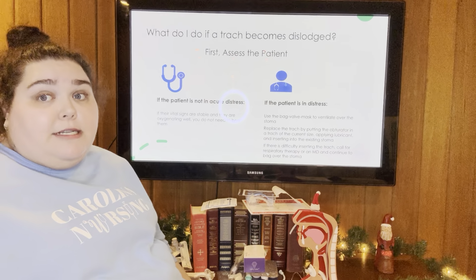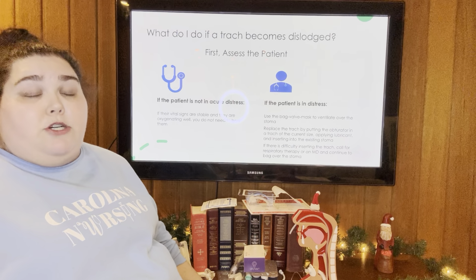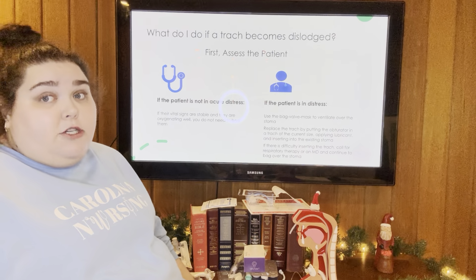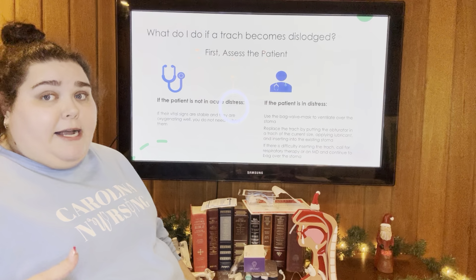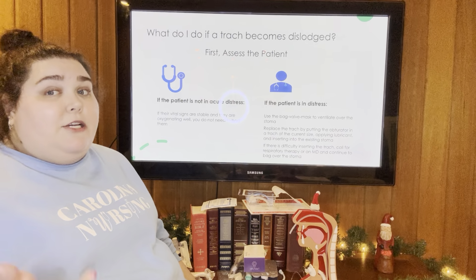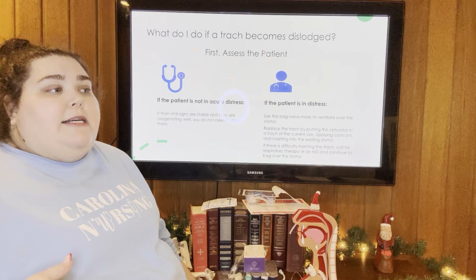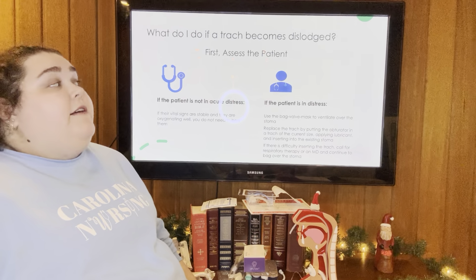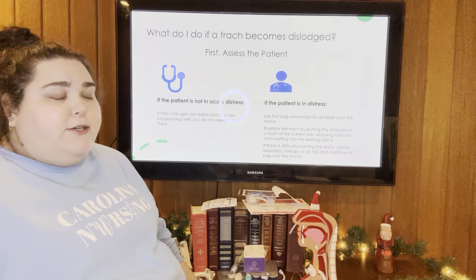As we talked about, first assess the patient. That is always your primary action, is assess the patient, make sure they're okay. If they are not in acute distress, then just monitor them. Get all your supplies together to put the trach back in and slide it back in comfortably. If you're having issues with it getting back in, then call for help. But as long as the patient is satting okay, then they're okay for the trach to be out. If the patient is not satting okay and is in distress, then obviously that's a different conversation.